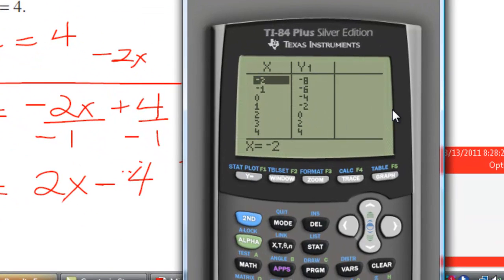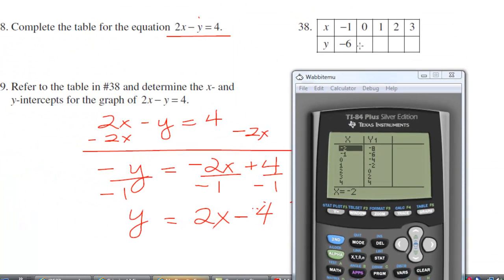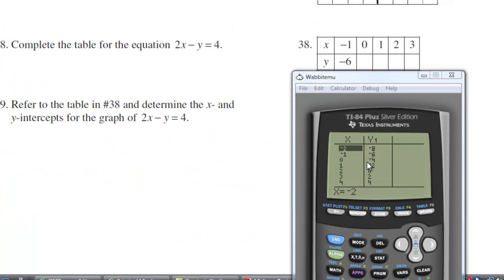Now, second table gives you your table. Pretty cool, huh? So now we just read off of the calculator the values that we need for our table. We fill in our table.